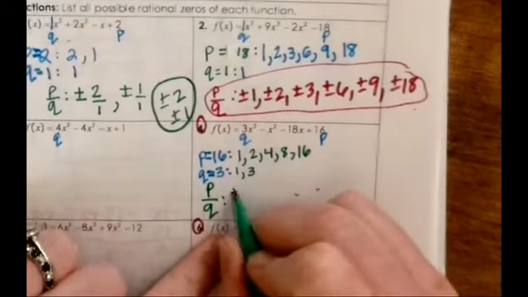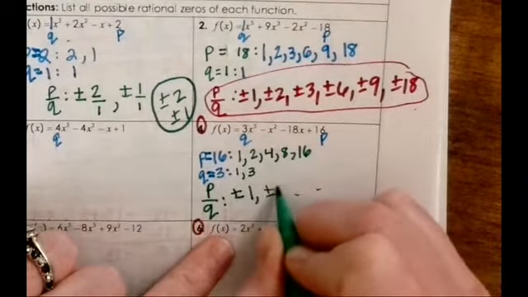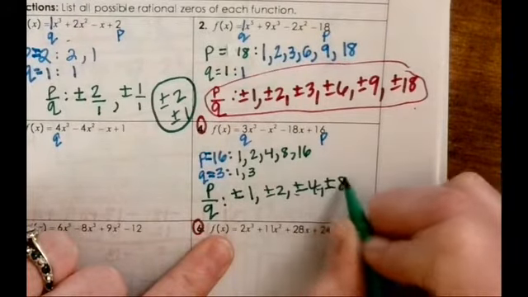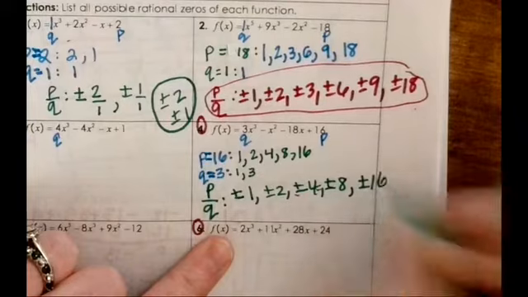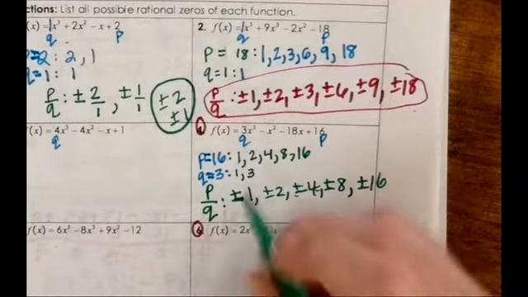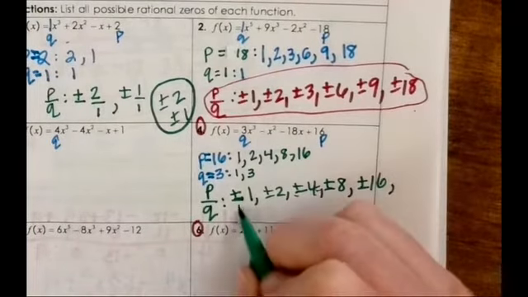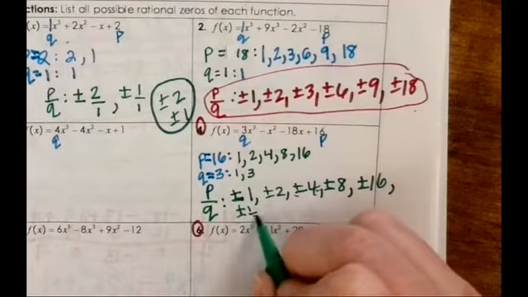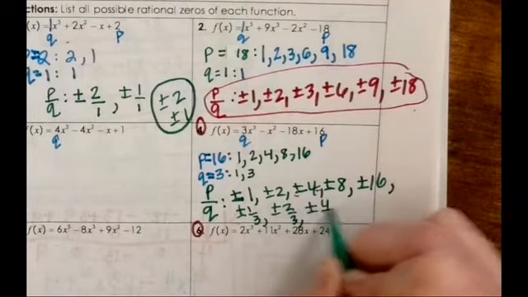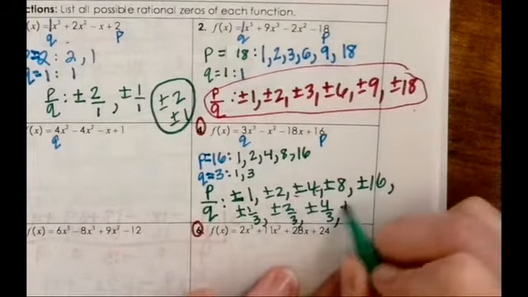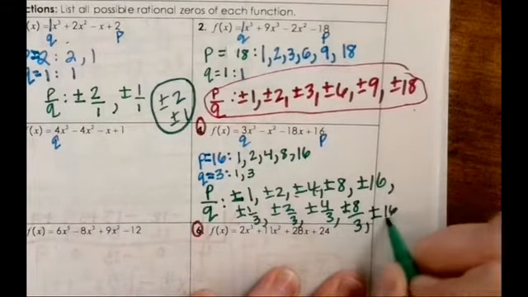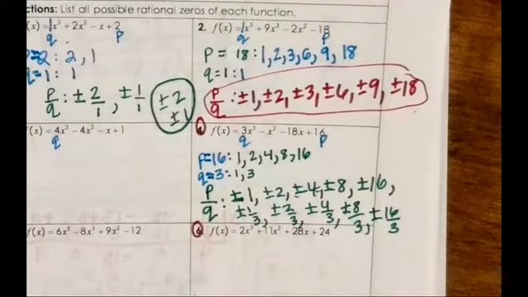So that makes plus minus 1, plus minus 2, plus minus 4. Those are all over 1. Okay, so it's just that. But then when I put them over 3, I'll have fractions, okay? So plus minus 1/3, plus minus 2/3, plus minus 4/3, plus minus 8/3, and plus minus 16/3. Those are all my possible zeros.